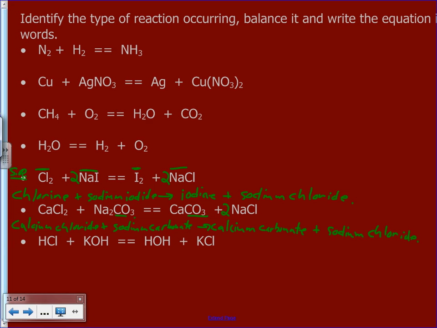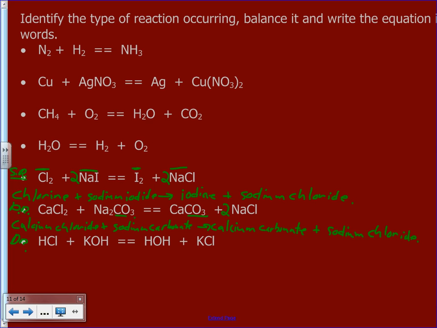HCl plus KOH gives us HOH plus KCl. What kind of reaction is that? It's a double replacement reaction. So DR. Sorry, we should have written DR up here too. Do I need to do any balancing? Guys, if there are no subscript numbers, it's balanced because everything is a what? A 1. And it's already balanced.